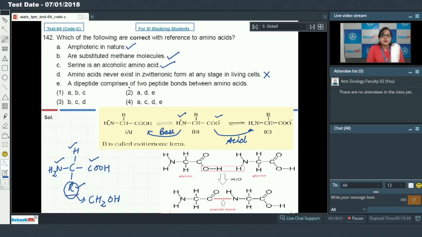Option E, a dipeptide comprises 2 peptide bonds between amino acids. What happens in a dipeptide? 2 amino acids are linked by a peptide bond. So suppose I take the example of glycine, there are 2 glycine molecules, and with the loss of water they are joined by a peptide bond. So in a dipeptide, the 2 amino acids are linked by a single peptide bond, not by 2 peptide bonds. So statement E is also incorrect regarding amino acid. So A, B and C are correct with reference to amino acid, making option first the answer for our question.